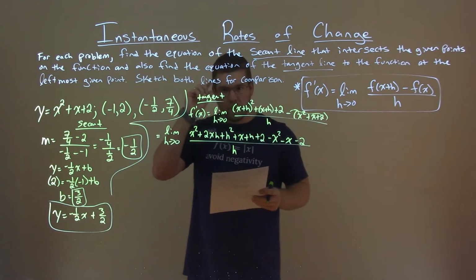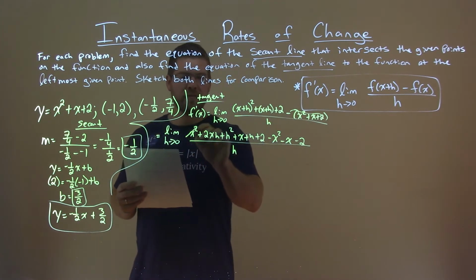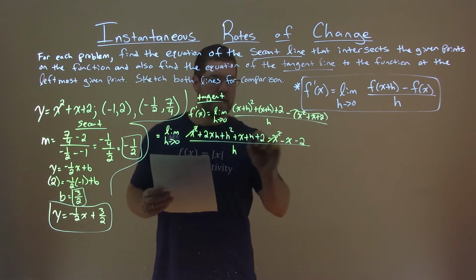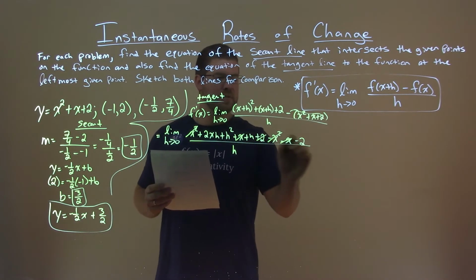It's at this point I try to see if there are things that I can cancel. X squared here cancels with this negative x squared. X and a negative x, and 2 and a negative 2.